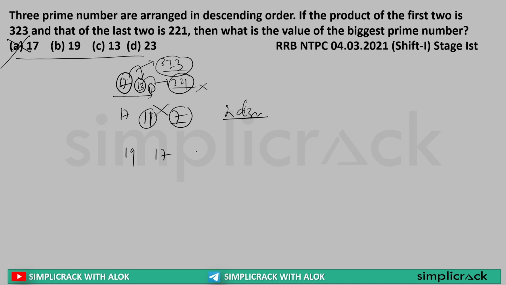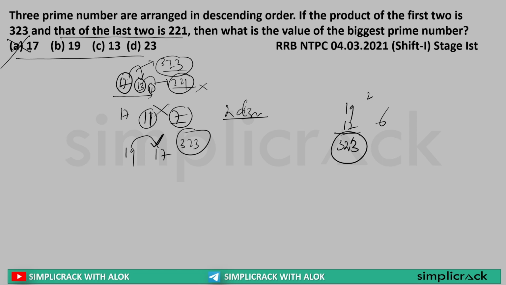After that 17, I can take either 11 or something else. Now first let's check 19 multiplied by 17 is what? 19 times 7 is 133... 323. So this condition is satisfying. 3, 2, 3, first condition is satisfying.